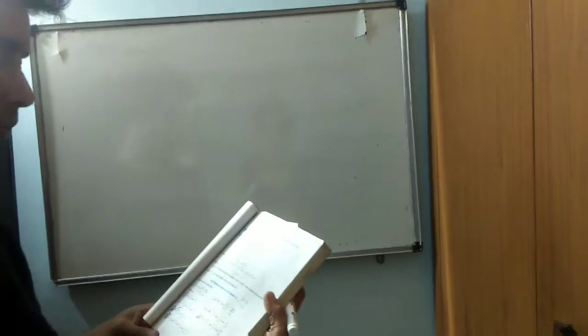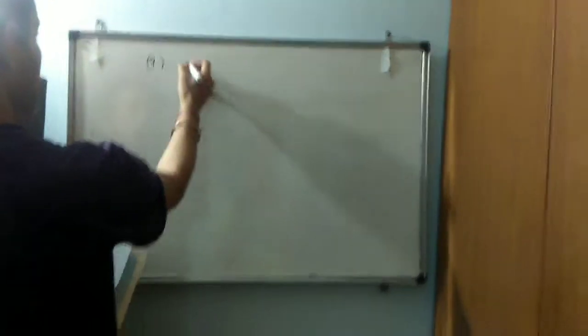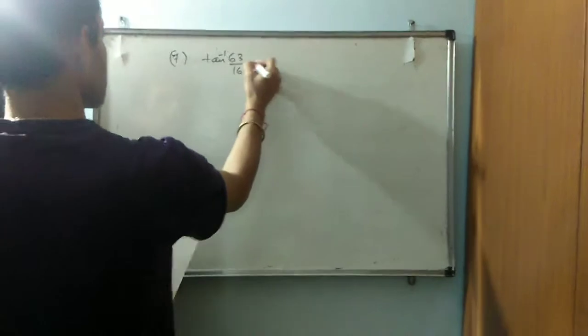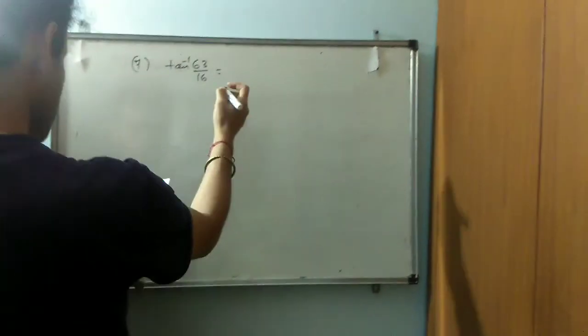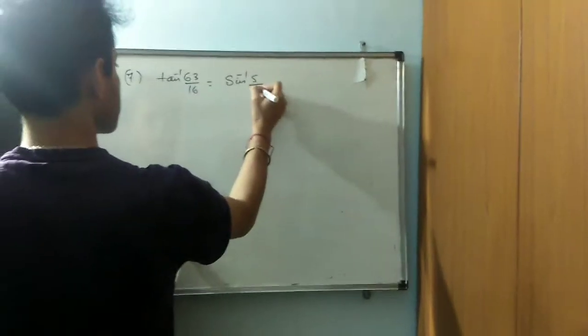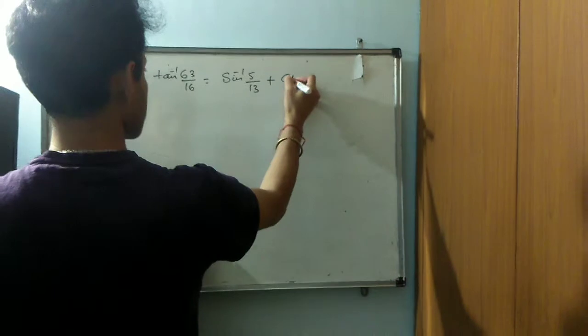In the second segment of miscellaneous inverse trigonometry, let's start question number 7. Tan inverse 63 upon 16 is equal to sin inverse 5 by 13 plus cos inverse 3 by 5.